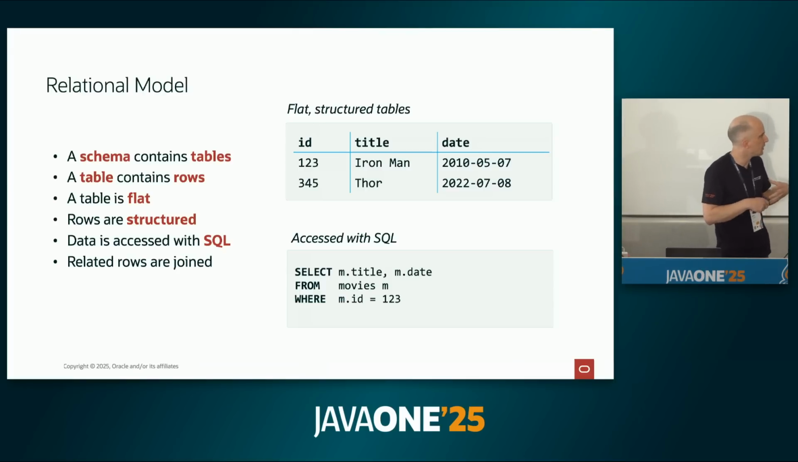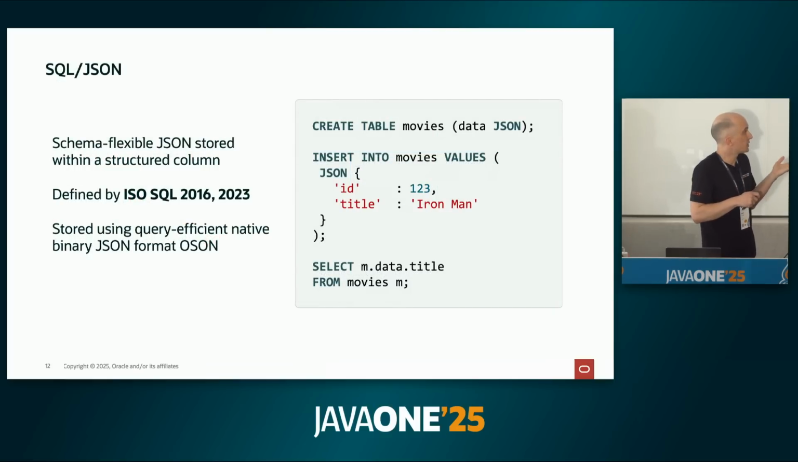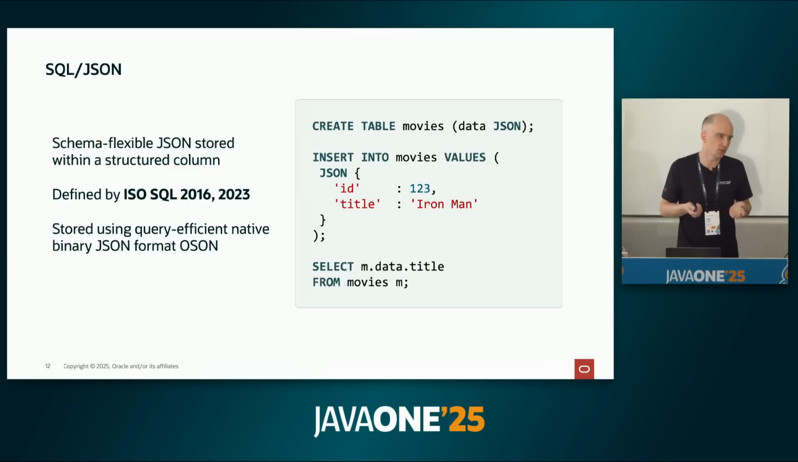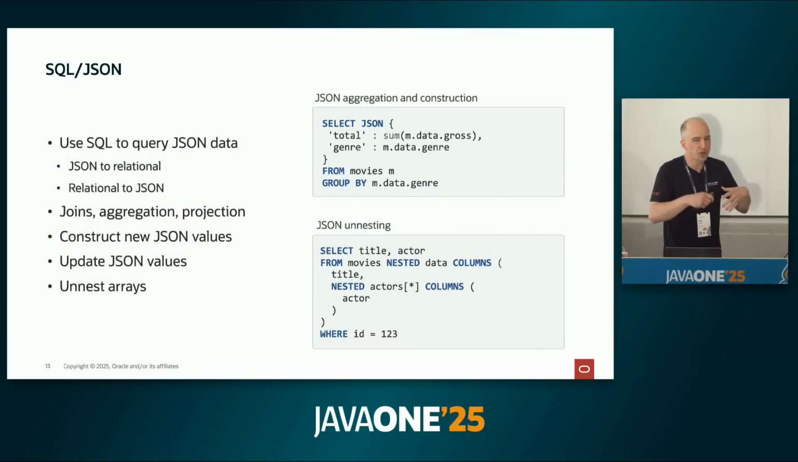So how did we add this kind of schema-flexible JSON into this? It's very simple. We just said, OK, we're going to come up with a column type called JSON. So a single column can be of type JSON, and then you can take your flexible data and cram it in one of these columns and have that be flexible. And we've been working for years now with the ISO SQL standard to make it so that you can query JSON data stored in one of those columns using SQL.